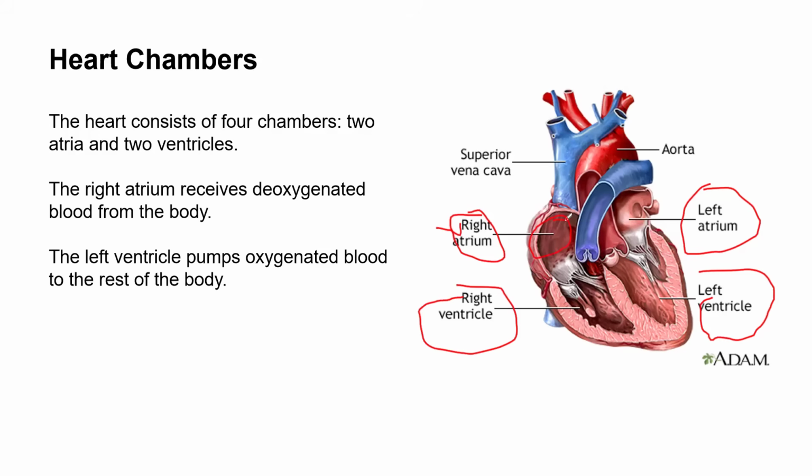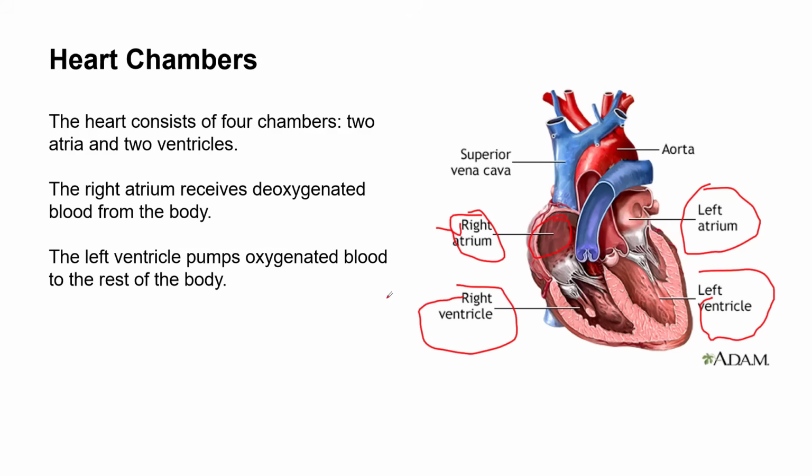And then very importantly, the left ventricle here pumps oxygenated blood to the rest of the body. So the oxygenated blood, that is the pure blood, is pumped out, taken away from the heart by the left ventricle. So the right atrium receives deoxygenated blood, while the left ventricle pumps out oxygenated blood to the rest of our body.